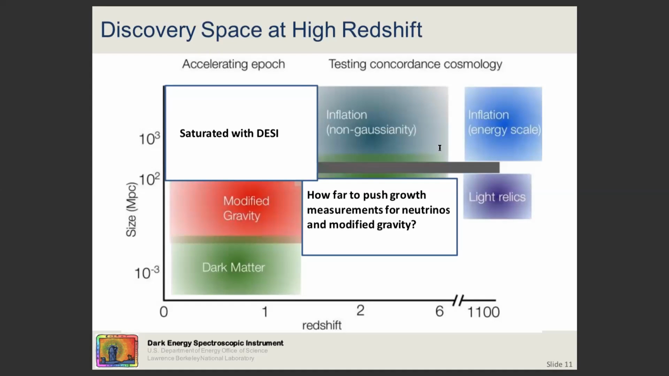Okay, the next bullet point at higher redshift is how far down in number density or in spatial scale do we go to do measurements of the growth of structure? I think the primary driver here is neutrinos.